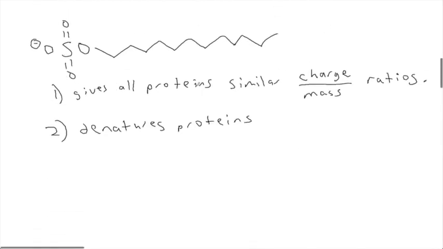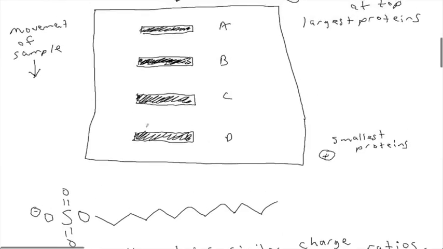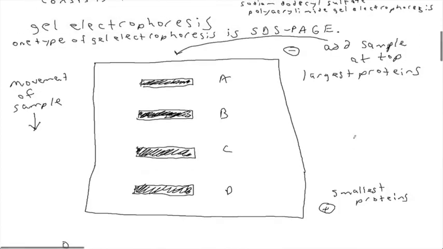It gives all proteins similar charge profiles, and it gives all the proteins similar extended shapes. So now we can be sure that if a protein makes it further to the bottom, the only possible reason is not because of how it was folded or because of its charge, but because it was smaller. Okay, so I think those are details that are good to know about gel electrophoresis and the function of the SDS.